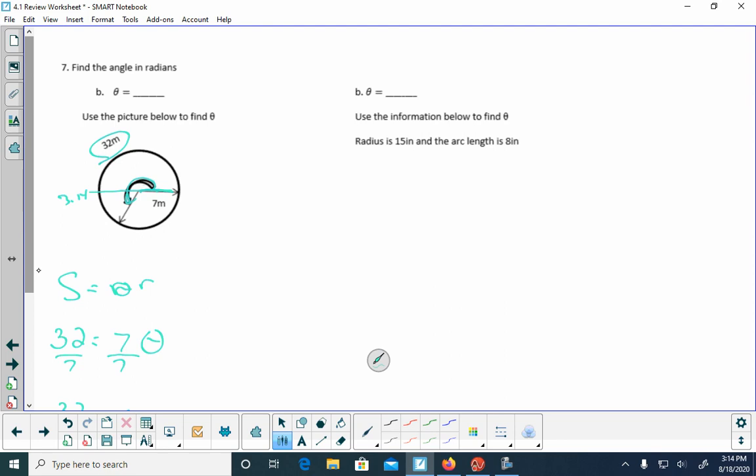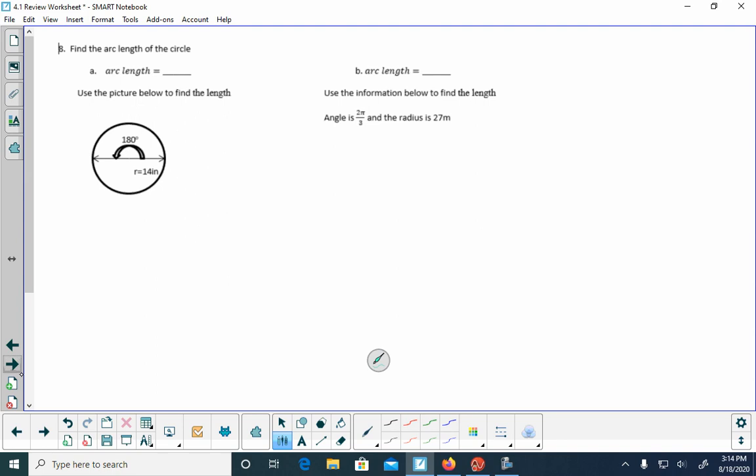The second one says use the information below to find the angle. I'm using the same formula, S is equal to theta times R. It's telling me the radius is 15, the arc length is 8, and I'm looking for the angle. So I'm going to divide 8 by 15, and my angle is going to be 8/15, so my final answer is 8/15 radians. Remember, that angle always has to be in radians. So if they give me the angle in degrees, I have to change it to radians before I can use it. And so this was an example of that one.